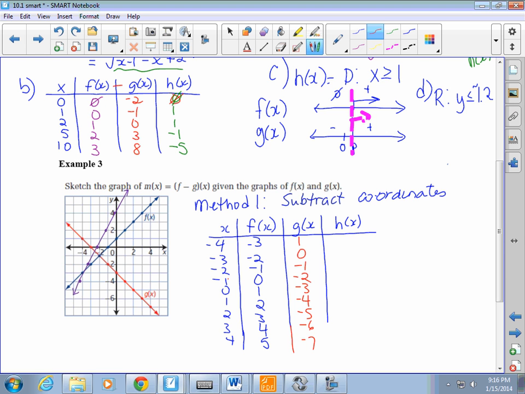So then, if I subtract my coordinates, if I say my f of x minus my g of x is equal to my h of x, -3 minus 1 is -4. I guess I could use purple for that one, since it's purple.